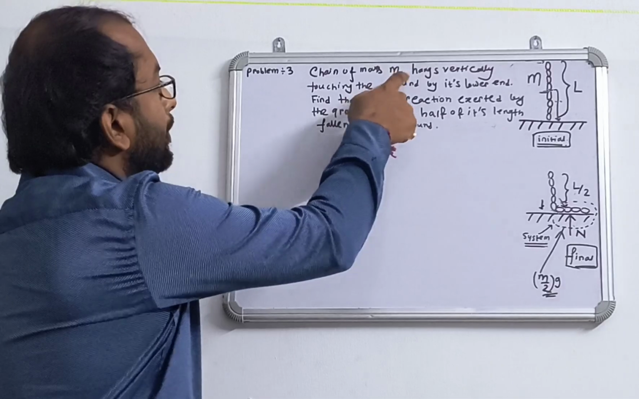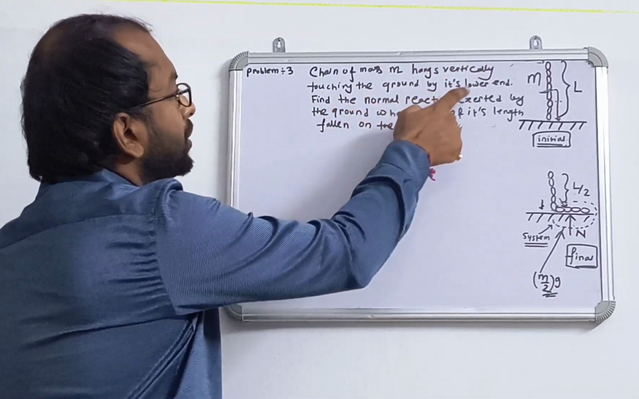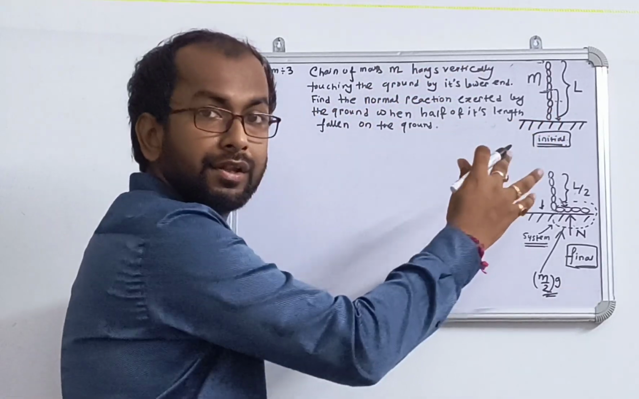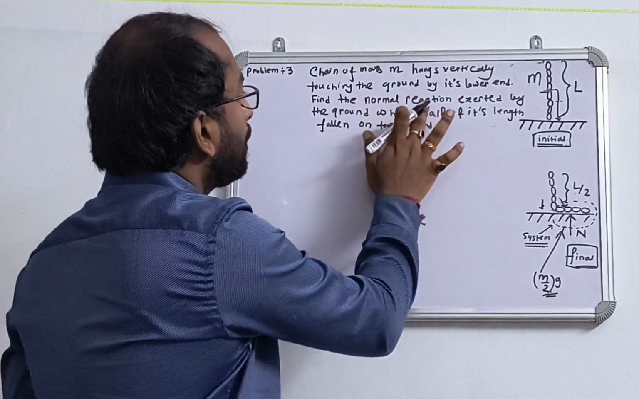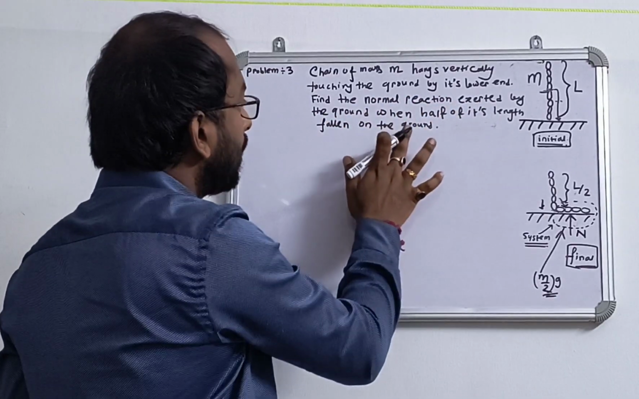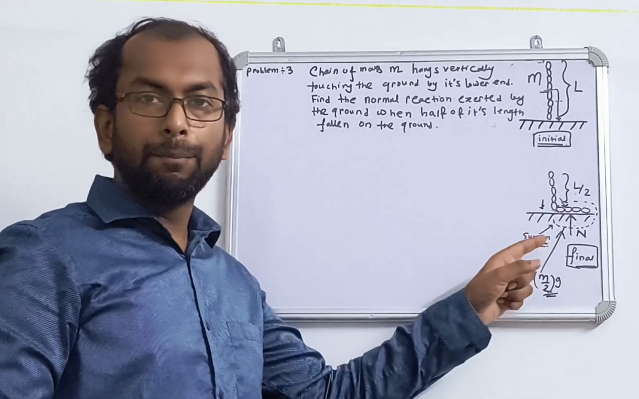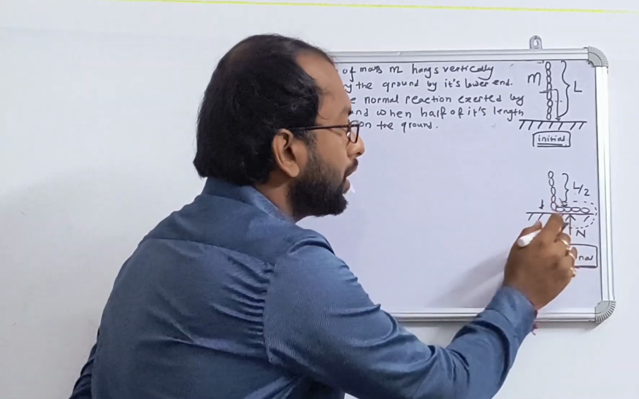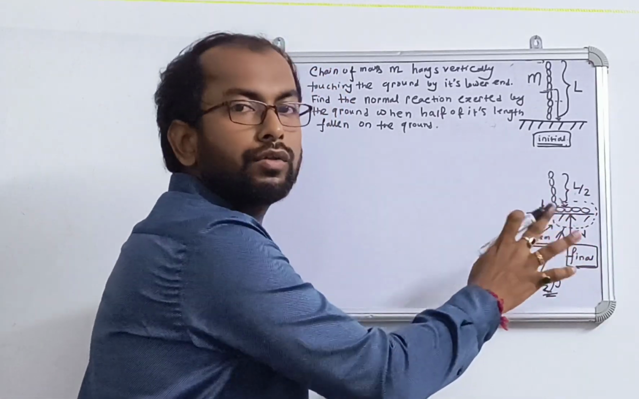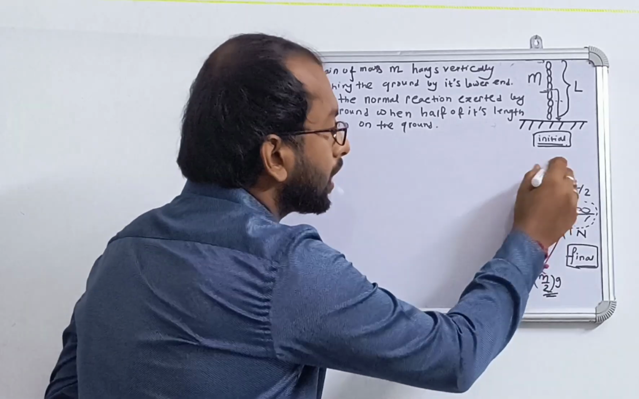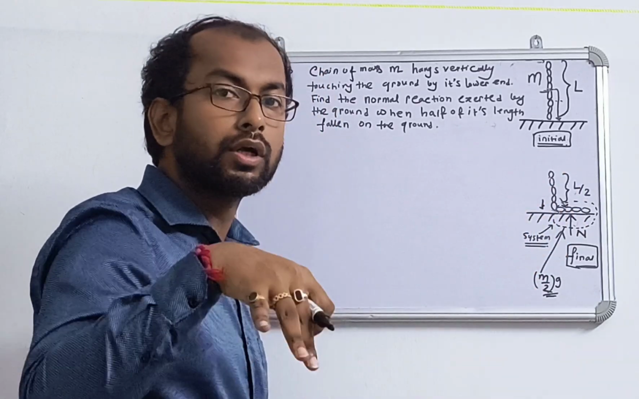Chain of mass m hangs vertically touching the ground by its lower end. So the lower end of the chain is touching the ground. Find the normal reaction exerted by the ground when half of its length has fallen on the ground. So I have drawn one picture here which is showing the half of the length that has already fallen on the ground and the other half is just continuing to fall on the ground.